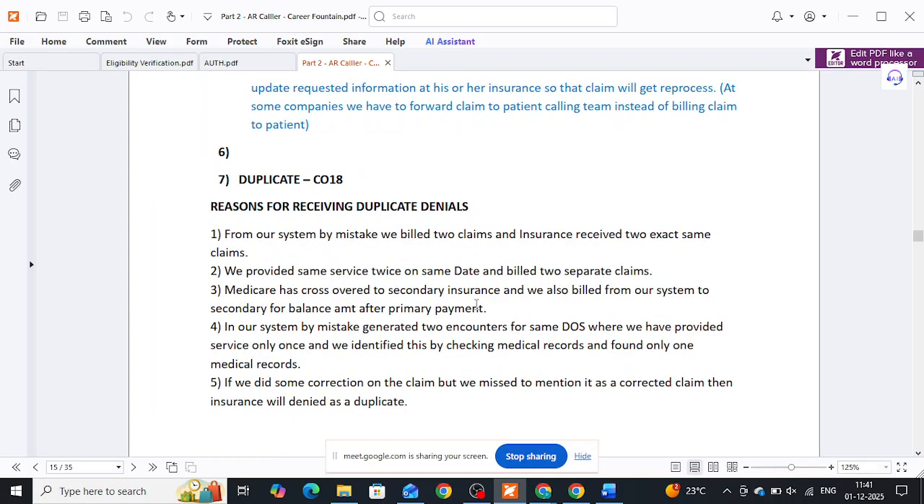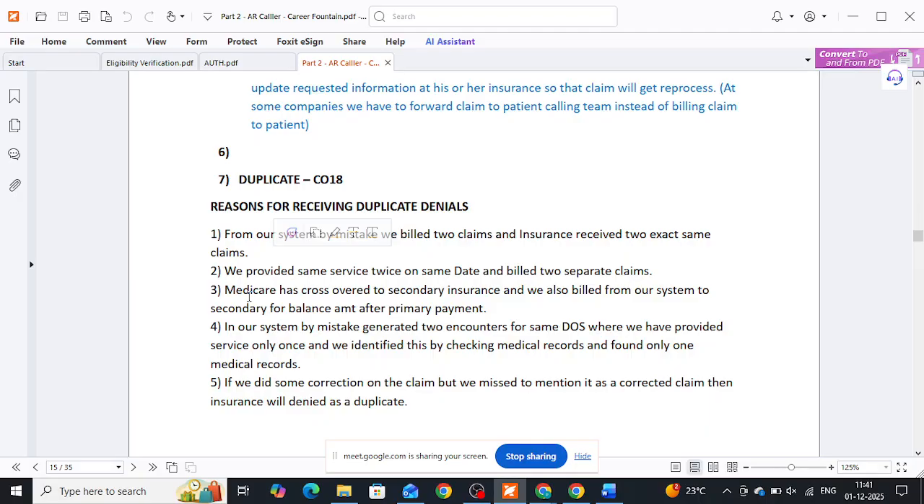These are all some reasons. First of all, in analysis, we will find one of the reasons for receiving this denial, and accordingly we will work. For example, if from our system by mistake we billed two claims, as we just saw, simply we have to check the claim status at the insurance company for the original claim. At least one claim they process and pay, or maybe some other denial is there, but not the duplicate.